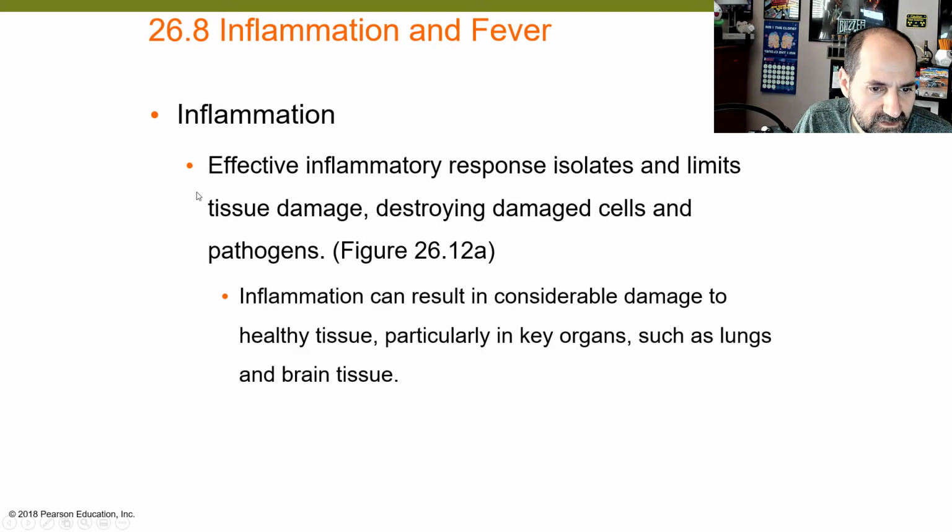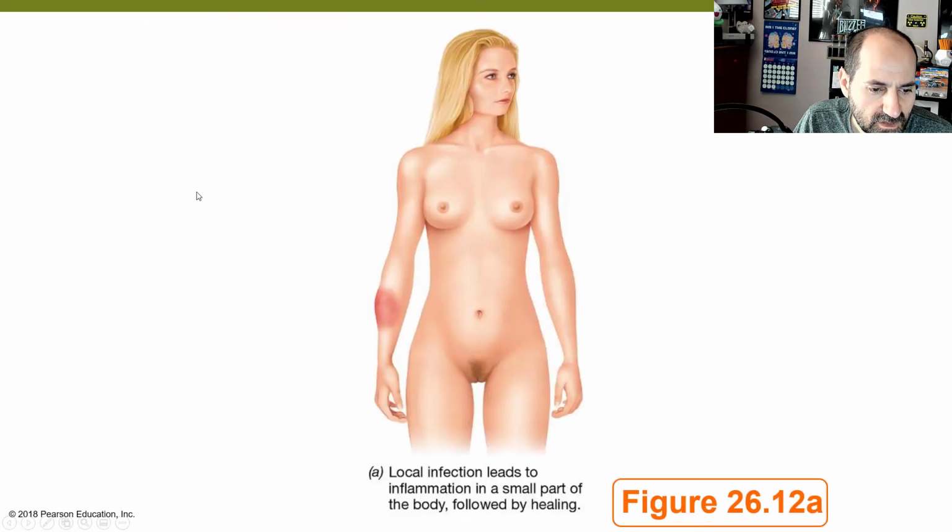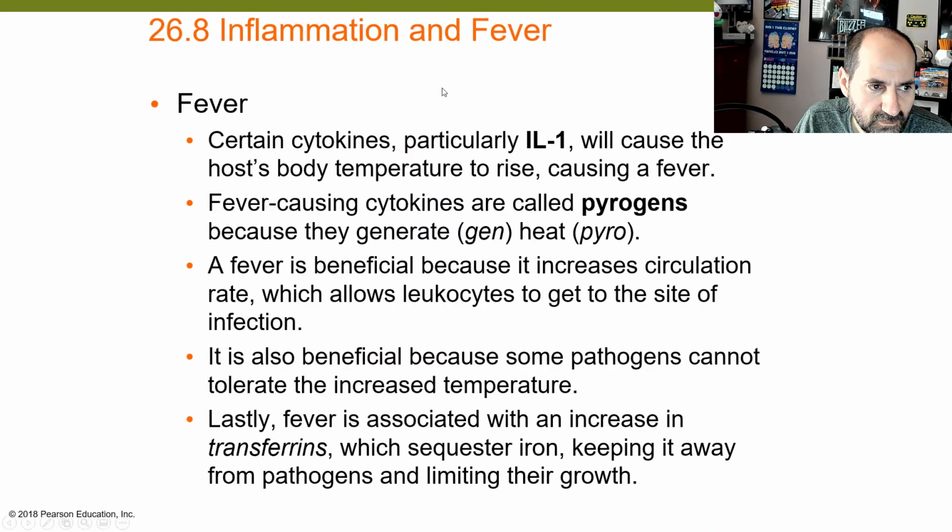All right, what else did we talk about? Localized inflammation. So when you have general inflammation, this can cause fever. Fever is triggered by certain cytokines, specifically interleukin-1, IL-1, which travels to the hypothalamus of the brain and resets the body's temperature setting to a higher level.